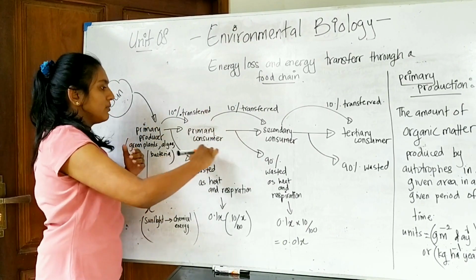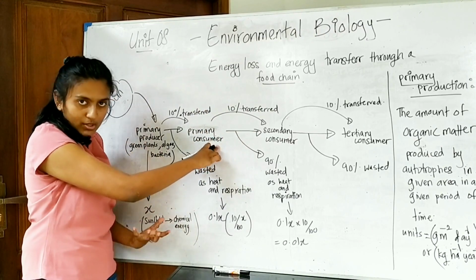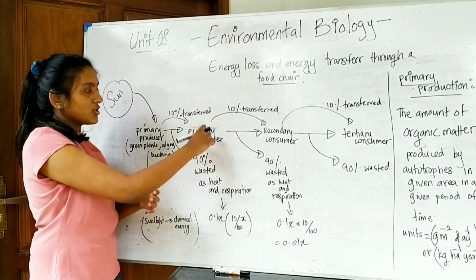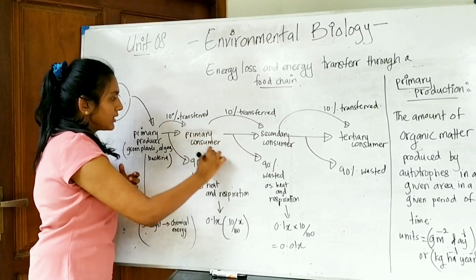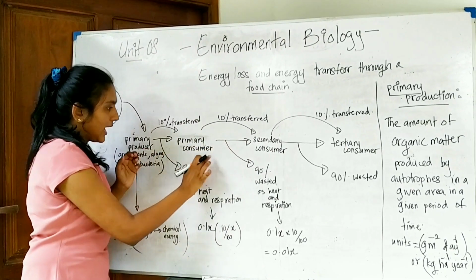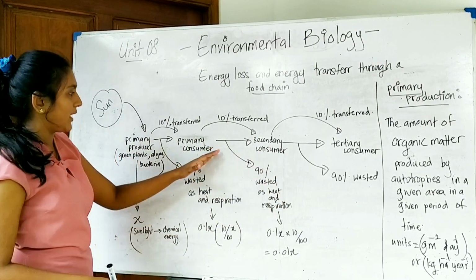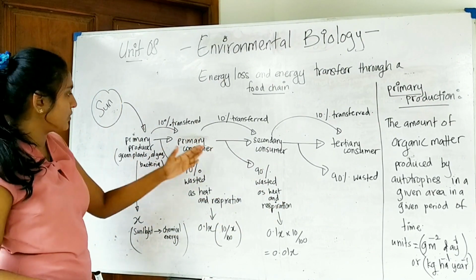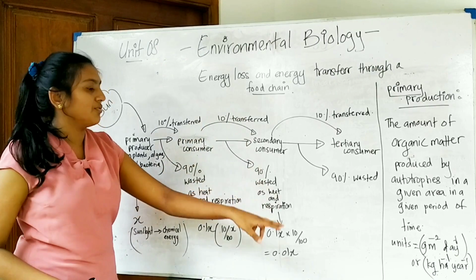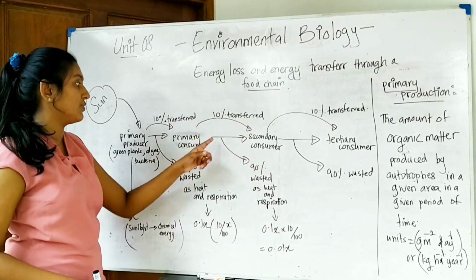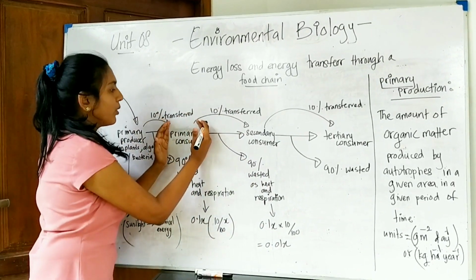Now this organism also has its own metabolic processes, its own biological processes. So what happens is, in this organism's body as well, 90% is wasted once again as heat and respiration. So whatever it received from the primary producer, 90% of that will be wasted and only 10% will be stored within its body tissues.